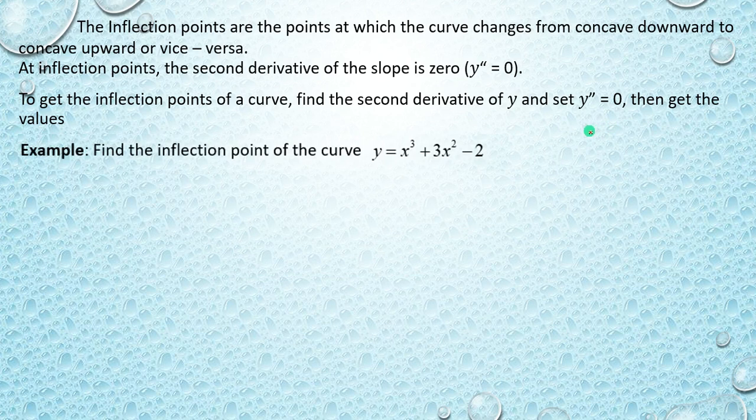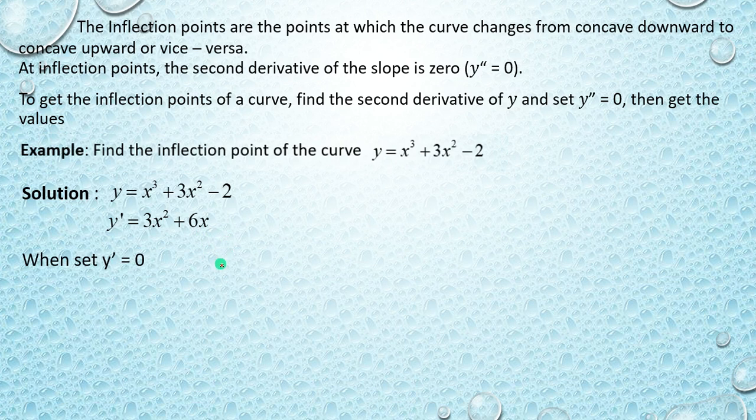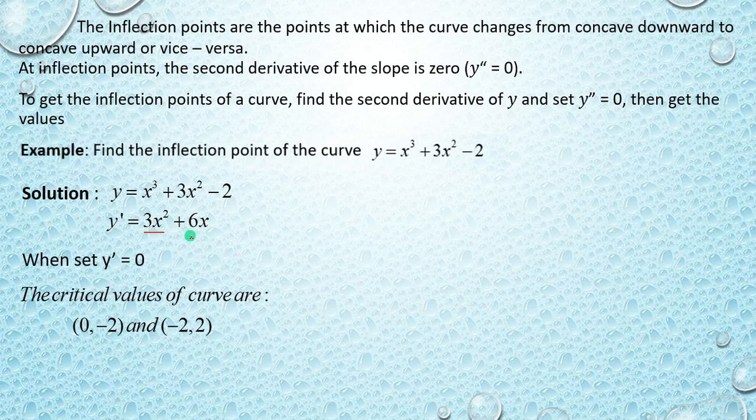For example, find the inflection point of the curve y equals x cubed plus 3x squared minus 2. So we have the solution. From the equation of the curve, first we find the first derivative, which is 3x squared plus 6x. Then we set the first derivative to 0 to get the values of x. From 3x squared plus 6x, we find the values of x: 0 and negative 2. So we have two values of x.